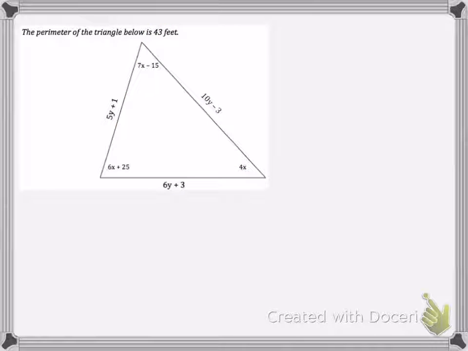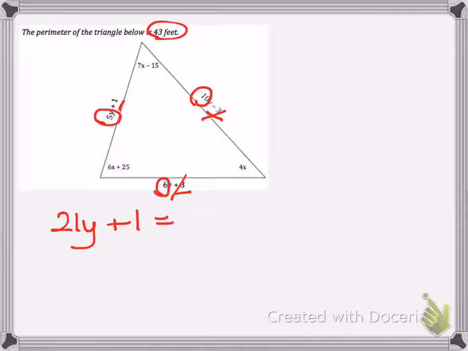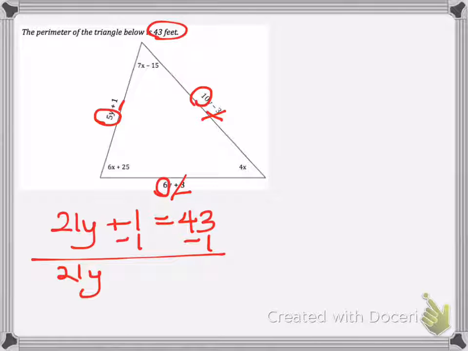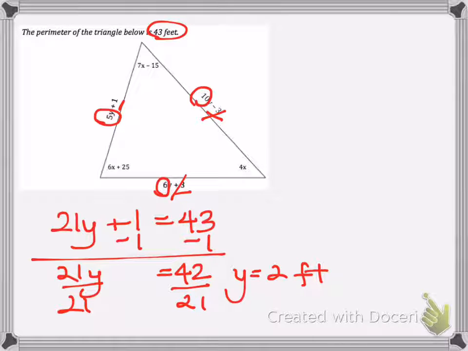When we add up those sides, we're going to add up the like terms. We have a 5y, a 10y, and a 6y, and that's going to make 21y. Then we're going to add up the integers. I know that the positive 3 and the negative 3 are going to cancel each other, so all I'm left with is positive 1, and that's going to equal the 43 feet, which is perimeter. When I solve it out, I get 21y equals 42, divide by 21, and you get y equals 2. 2 feet, to be specific.